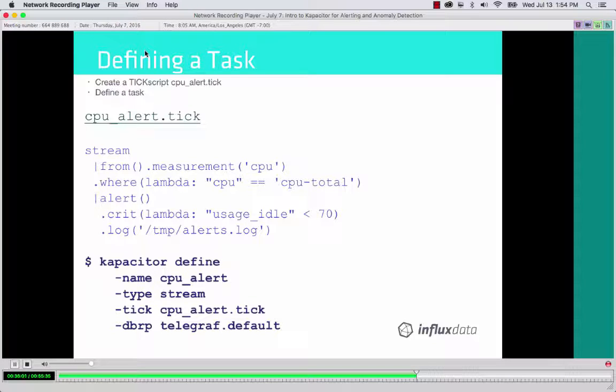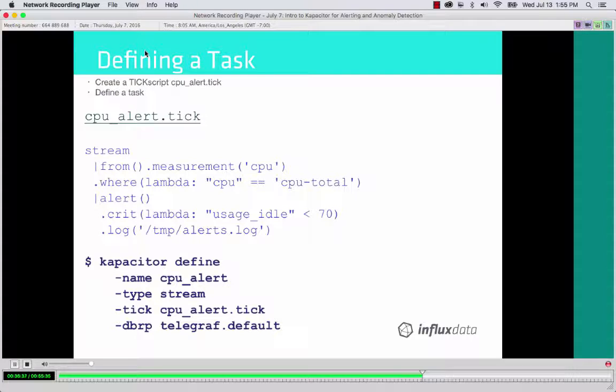You create a TICKscript. So in this case, we're making a TICKscript called CPU_alert.tick. Tick's the file extension that we use for TICKscript. And suppose that had the following TICKscript below, which is a stream from measurement. I want to stream all the data from the measurement CPU, and in particular, I want the data where the CPU tag is equal to CPU total.